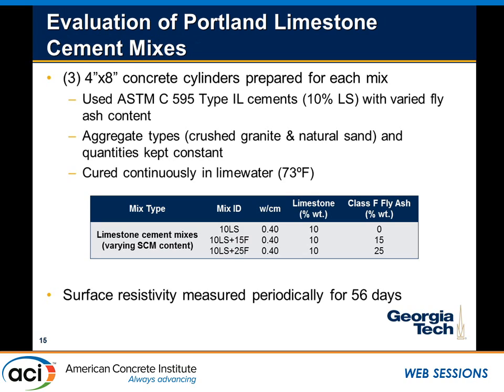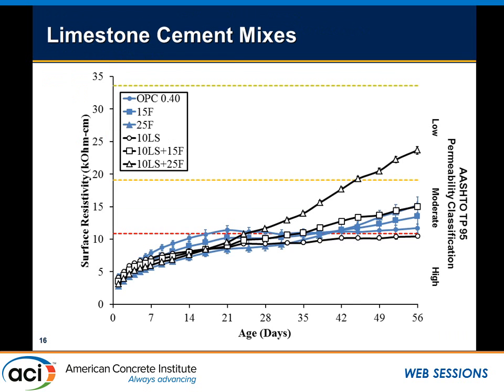And so what we did was we repeated the same experiment, same mixture, same aggregate types and quantities, but instead we used a type C595 type 1L cement with 10% limestone, and this was coarsely ground, so it had the same particle size distribution as the Portland cement that we were looking at before. And we added fly ash at dosages of 15 and 25%. And again, we repeated the experiment where we looked at the resistivity over the first 56 days.